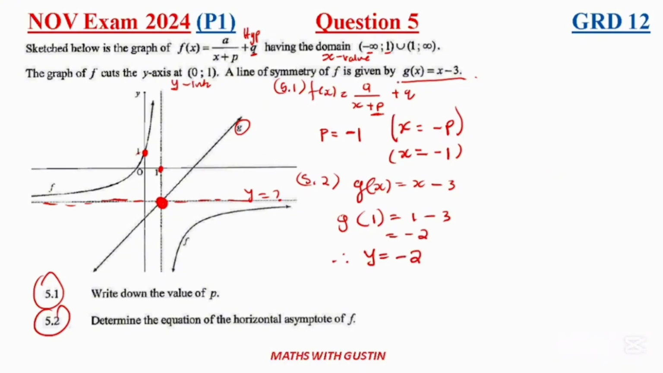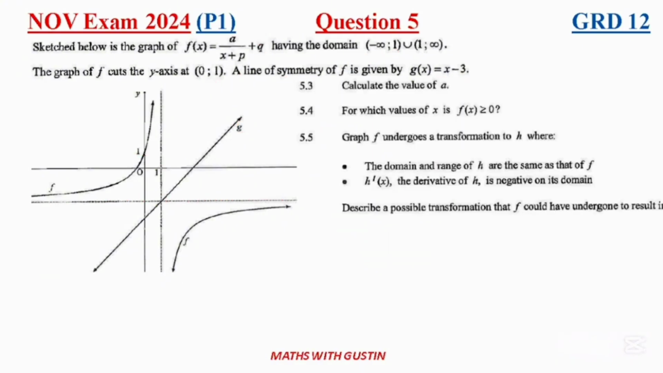We're just using the equation of a straight line because we can't use the hyperbola. Not enough information is provided for the hyperbola. All right, let's move on to 5.3. 5.3 says here, calculate the value of A. All right, the value of A, let's have a look.